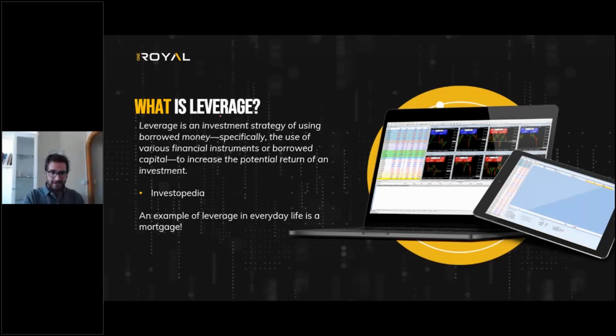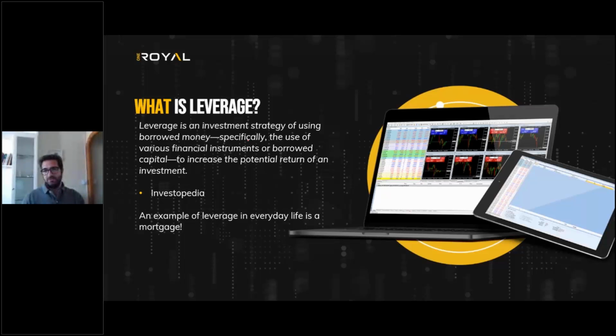So I will repeat: to be able to buy a house, usually you use a small deposit and then you get borrowed money from the bank to buy this house. This process is leverage. This is the simple way. We will use this process in trading, so you will use a small amount to be able to trade big.